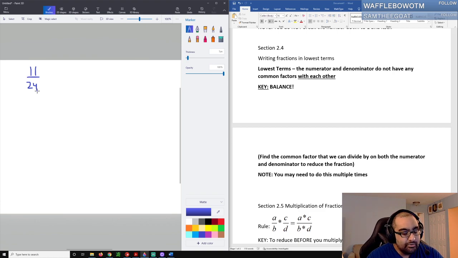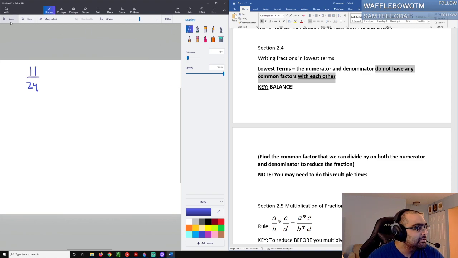But 3 divides 24 just fine, but 3 does not divide 11, so I can't reduce it down there. If I try 2, 2 doesn't divide 11, so that's a no-go as well. I can try 6, that doesn't work. 4, that doesn't work. 8, that doesn't work. That doesn't go into 11 evenly. So the key here is that they do not have any common factors with each other. Although this can be broken down, they both have to have the same common factor in order for us to reduce it down appropriately.